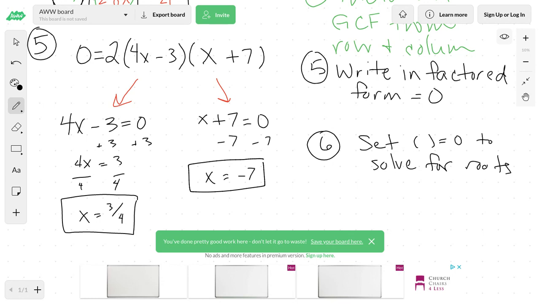So we found our roots. We found our zeros. We found our x-intercepts. So we have 3/4 and -7.